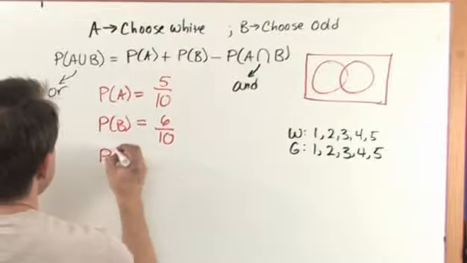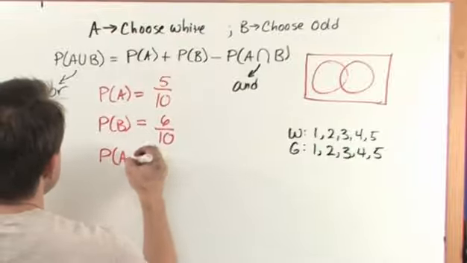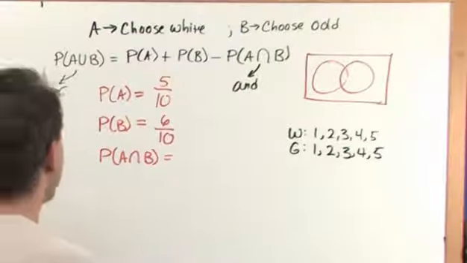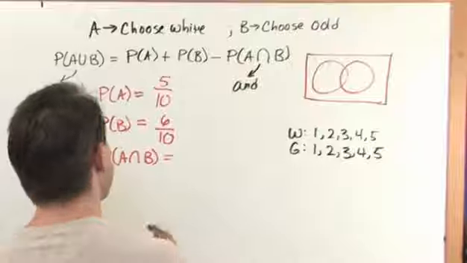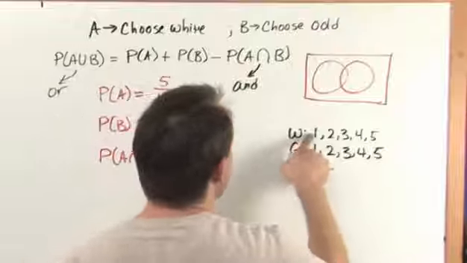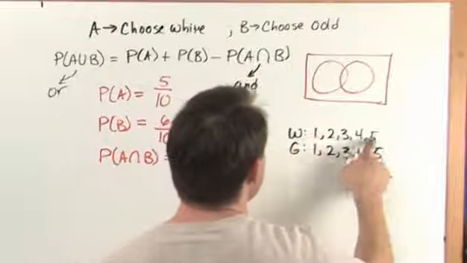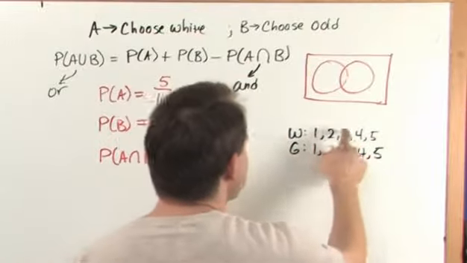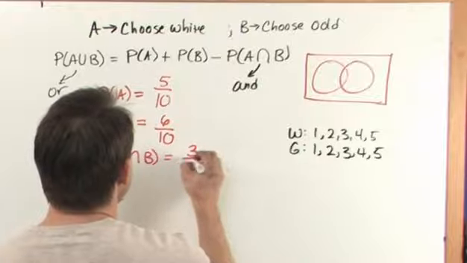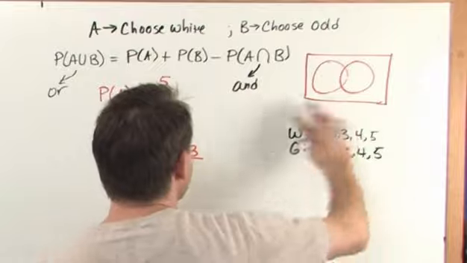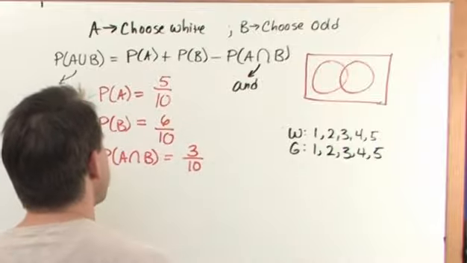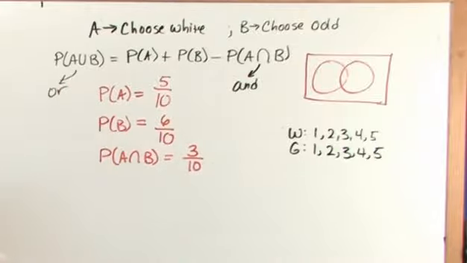And what is the probability of A intersection with B? The probability that both occur at the same time. What I'm looking for here is a white ball that's also odd. How many ways can I choose a white ball that's also odd? Here's an odd one, here's an odd one, here's an odd one. Has to be white, has to be odd. So there's 3 ways to do that. How many balls are there total? There's 10. So 3 out of 10, I'm going to get a white odd ball, A and B.